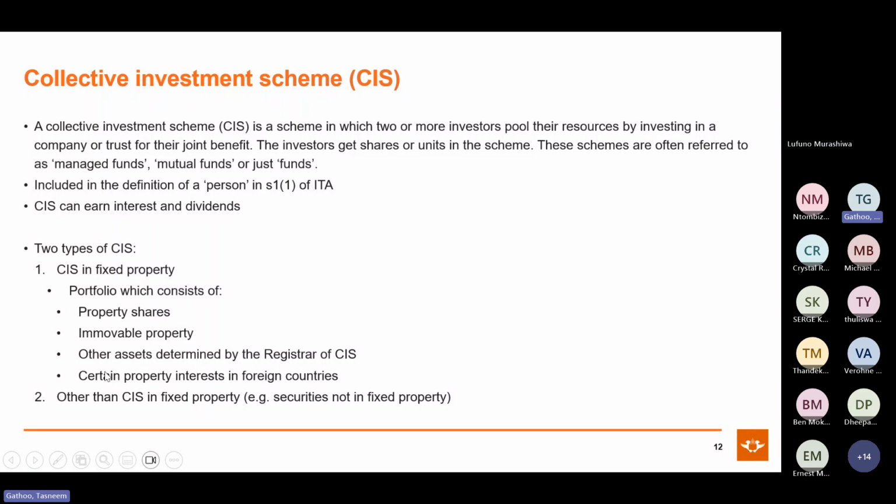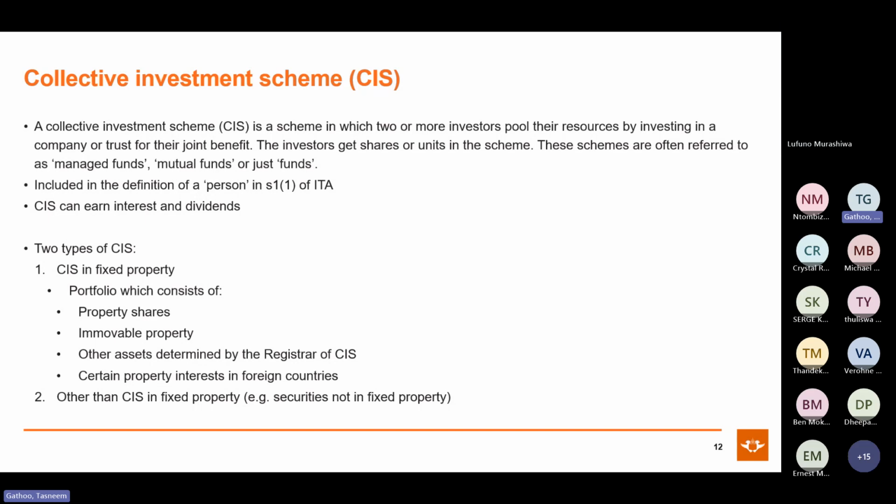One of the concepts that we never spoke about last week was the concept of collective investment schemes. So what are collective investment schemes? Collective investment schemes are schemes in which two or more investors pool their resources by investing in a company or a trust for their joint benefit. So two or more people take their money and invest into some sort of joint fund, and then each of them gets shares or units in the scheme depending on how it works. Typically something like a unit trust may be seen as a collective investment scheme.